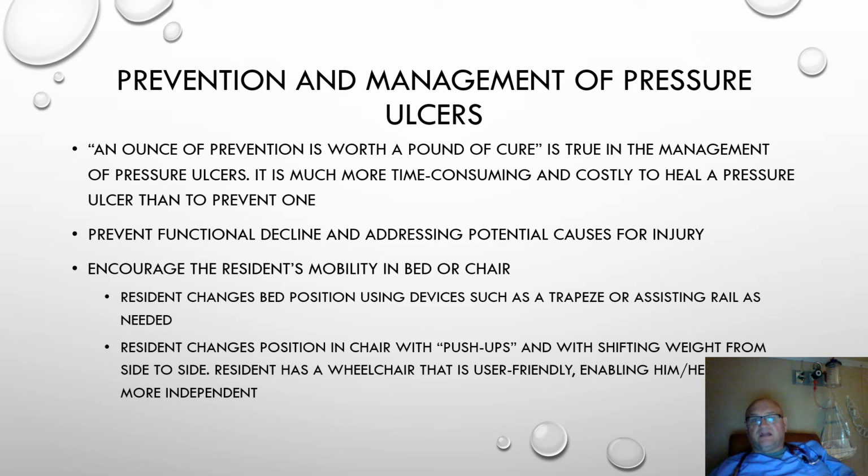Prevent functional decline and address the potential causes for injury. Encourage the resident's mobility in bed or chair. The resident changes bed position using devices such as a trapeze or assisting rail as needed. And we talked about the rails. We've also talked about the trapeze, the little triangle that's above the bed that they can grab hold of and pull themselves up or help them turn. The resident changes positions in a chair with push-ups and with shifting weight from one side to the other. The resident has a wheelchair that is user friendly, enabling him or her to be more independent.